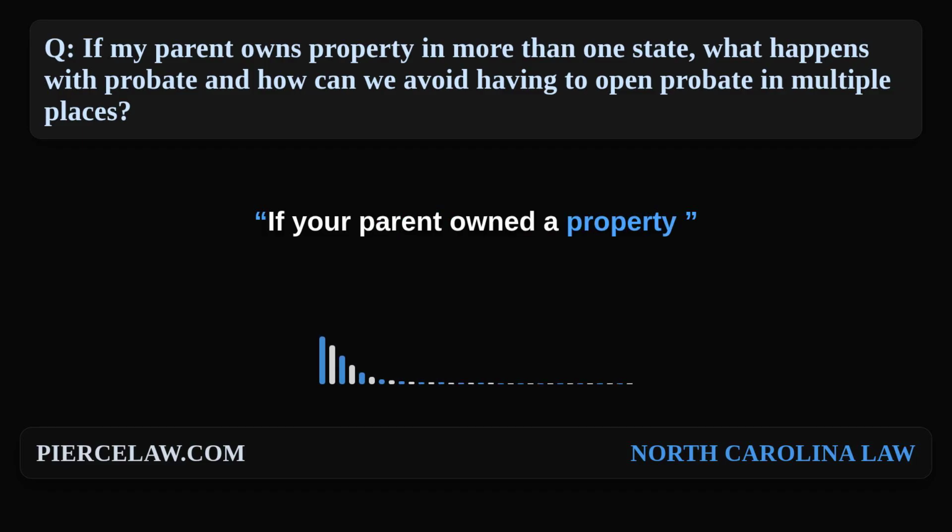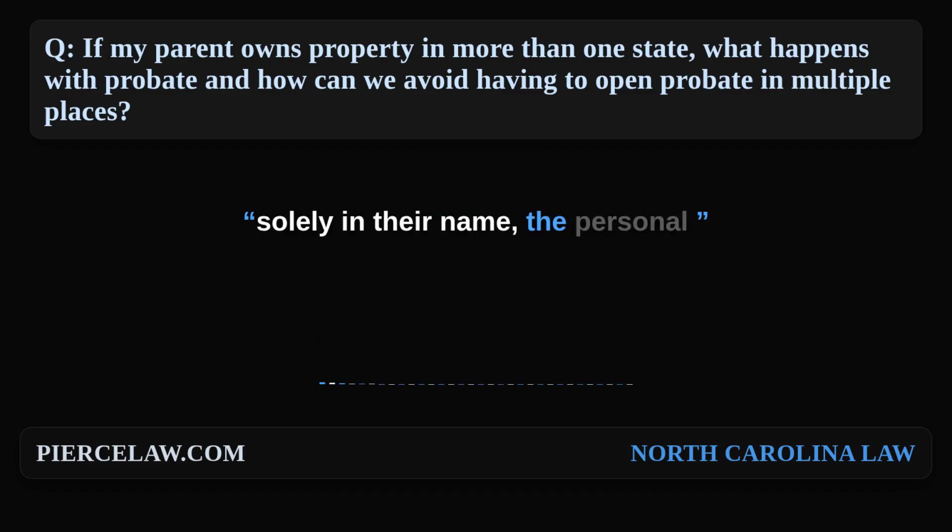If your parent owned a property solely in their name, the personal representative usually has to open a local estate file, get authority to act, and then record the right documents in the county land records.